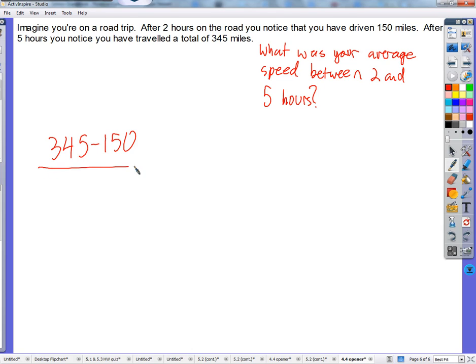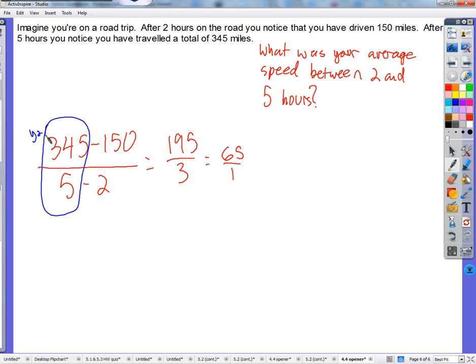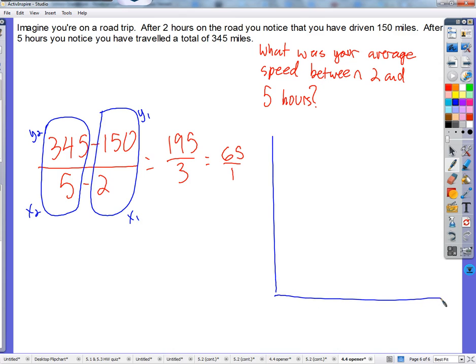Divided by 3 hours? Why 3 hours? Because the difference of 5 and 2 is 3. You got 195 over 3. That is 65 over 1. Right? Well, if we write it like this, we can think of it as y2, x2, y1, x1. If we were to graph these points, 2, 3, 4, 5.